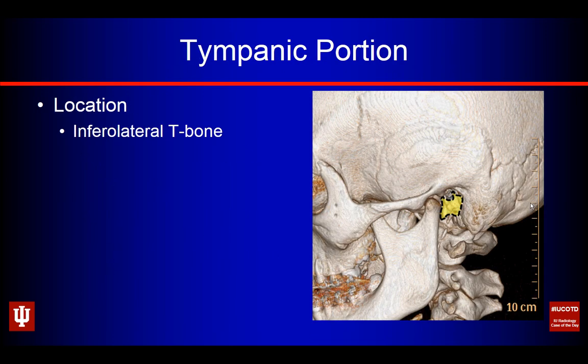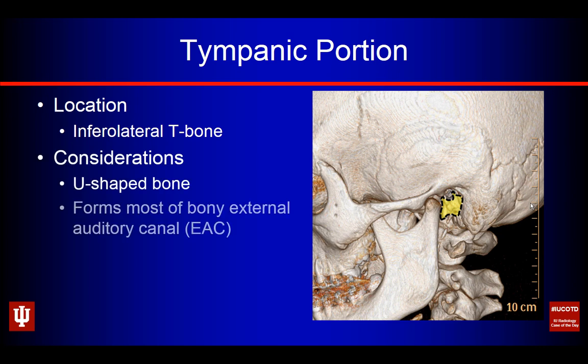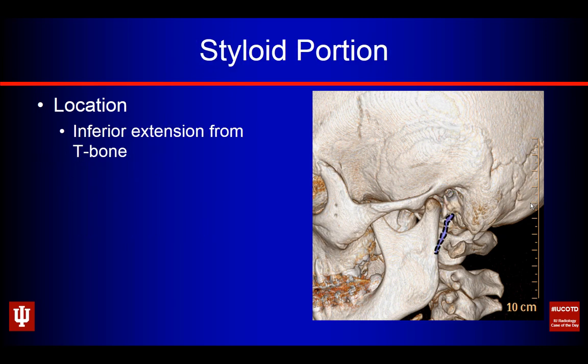All right, next we're going to move on to the tympanic portion, and this is found along the inferolateral temporal bone. You can see again denoted here in yellow. And this is a small U-shaped bone, and that forms most of the bony external auditory canal, particularly the floor and much of the back wall of it.